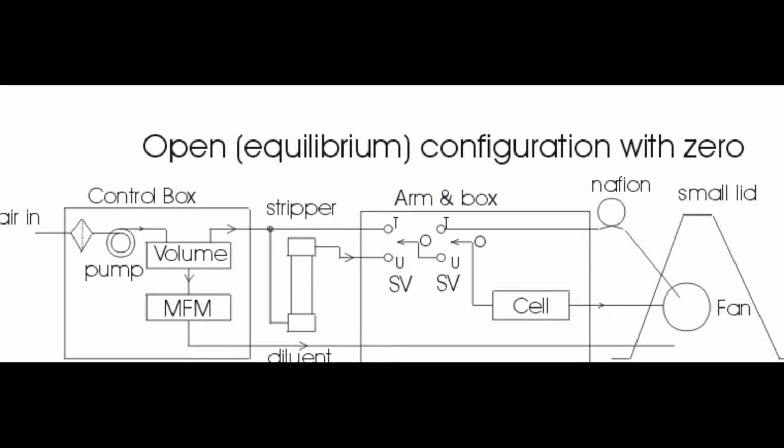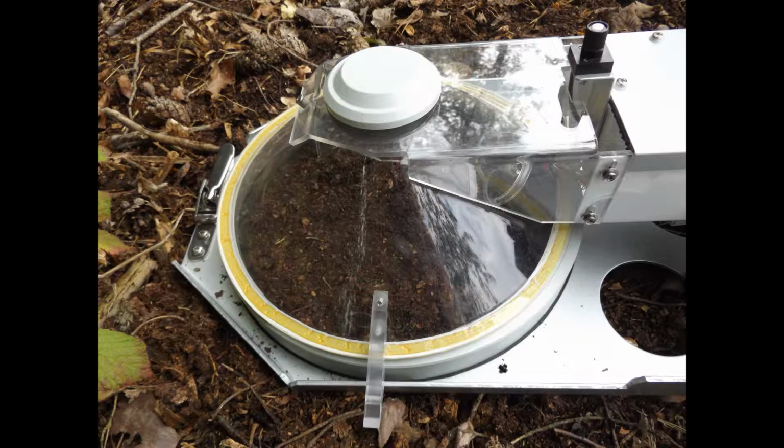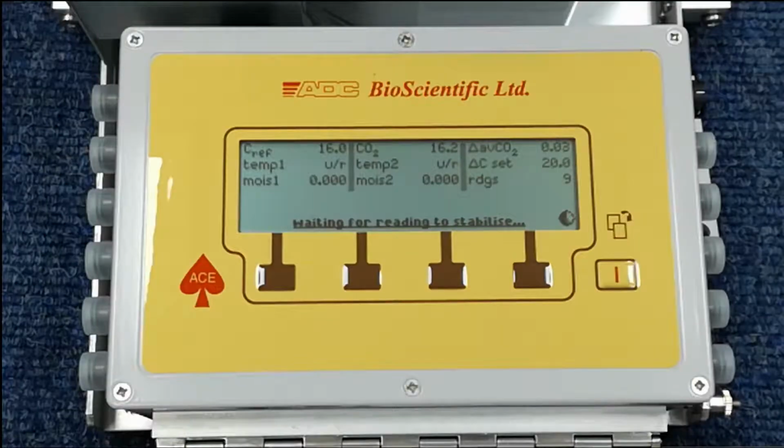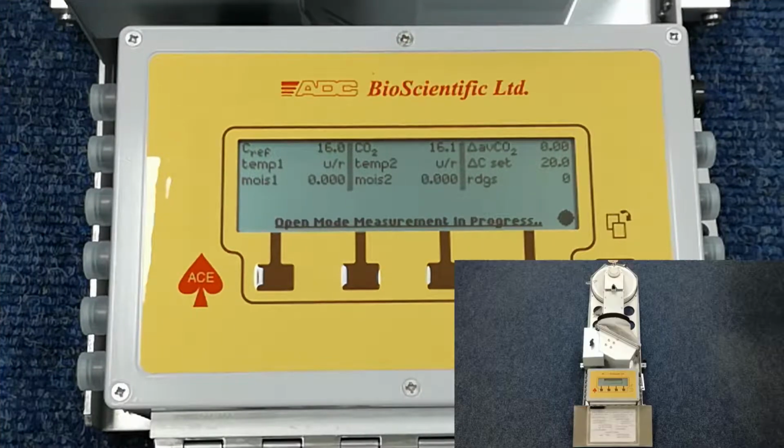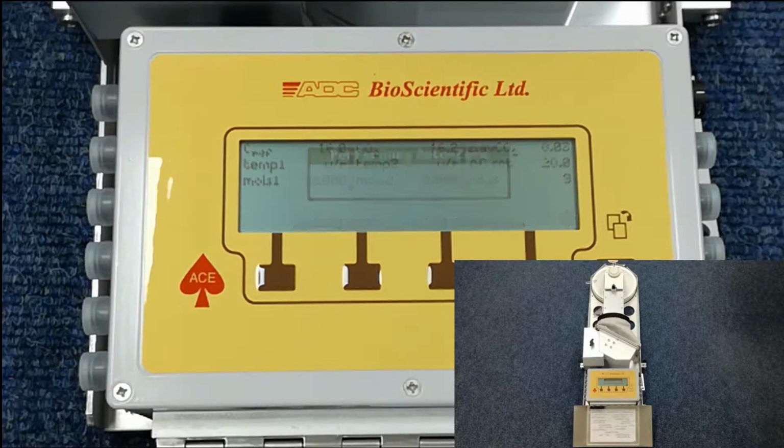Open mode measurements with zero. When the soil chamber seals, ambient air is passed through the smaller 1 litre chamber at a controlled flow rate. The CO2 flux is determined when equilibrium conditions are reached within the chamber. A CO2 measurement is made by the ACE every 10 seconds.